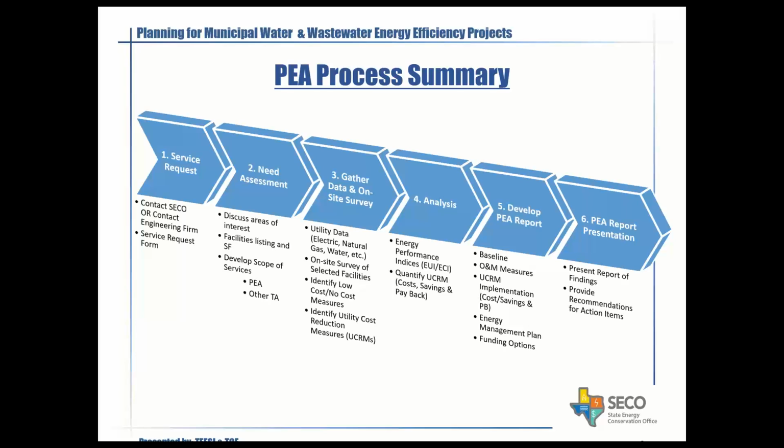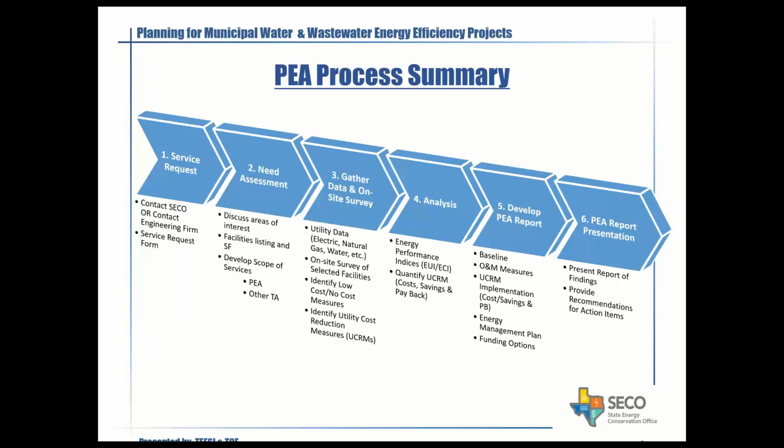Then quantification of the measures will be done, and cost, savings, and payback estimates will be created. And in the fifth step, we'll develop a report which will have the baseline and potential O&M measures, which are low-cost measures that you could implement without spending too much money. And then we'll have utility cost reduction measures with cost savings and payback estimates. It might also include an energy management plan, and it will go over potential funding options for you all.